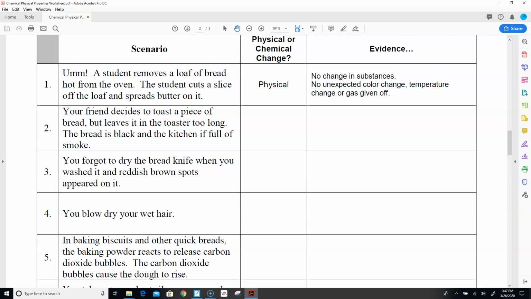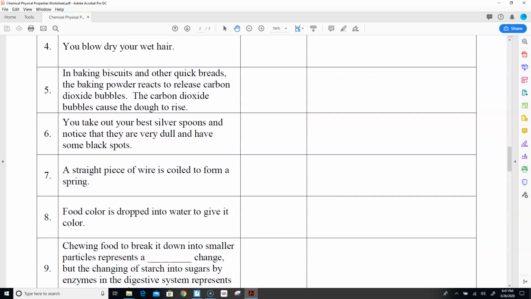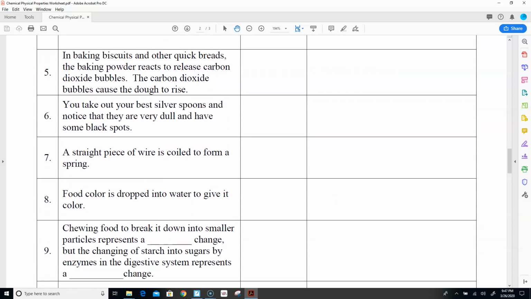Number 3, it says you forgot to dry the bread knife, and you wash it and reddish brown spots appear on it. That's chemical. Okay, that's essentially rusting. Number 4, you blow dry your wet hair. It's going to be physical because you're using just heat to evaporate water. Okay, still your hair, it's still water.